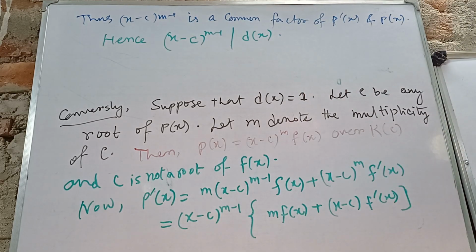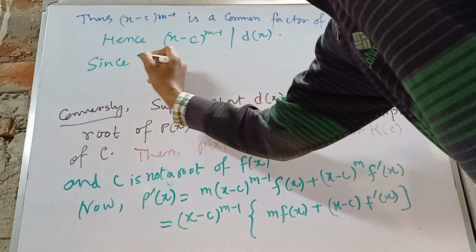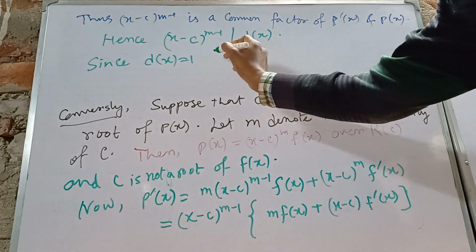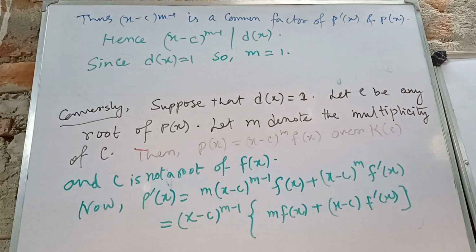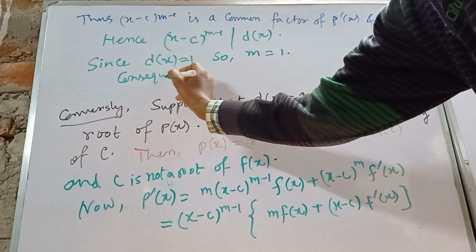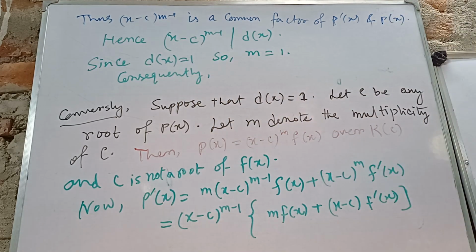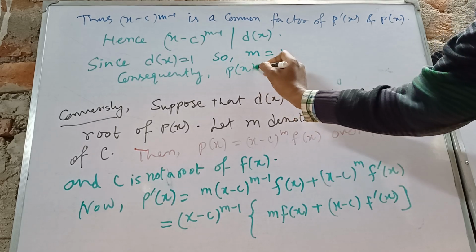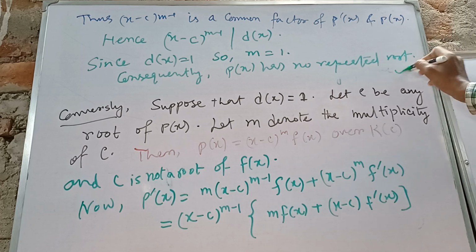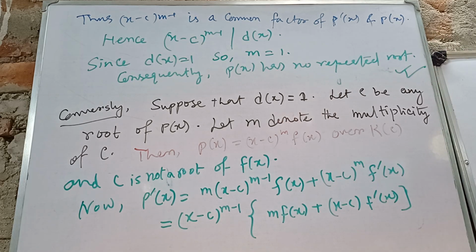Then what happened? Since d(x) equals 1, m equals 1. Consequently m equal to 1 means p(x) has no repeated root. Understood? That means we prove this theorem also: if p(x) and its formal derivative are relatively prime, then an irreducible polynomial p(x) is separable.